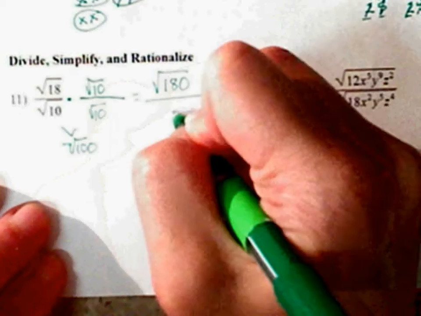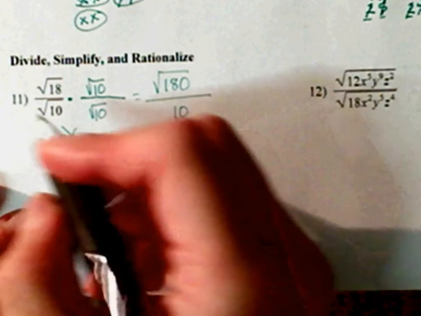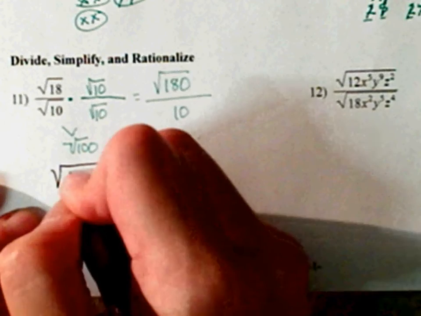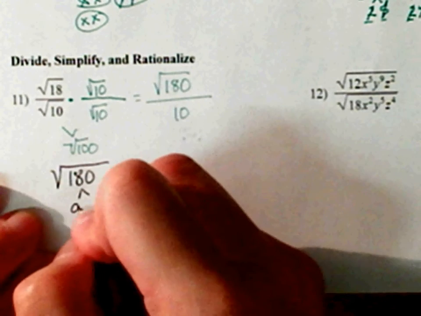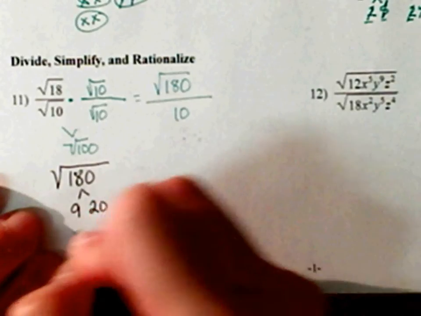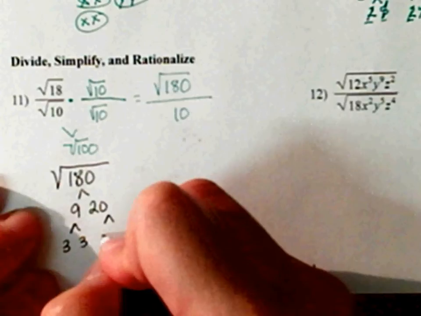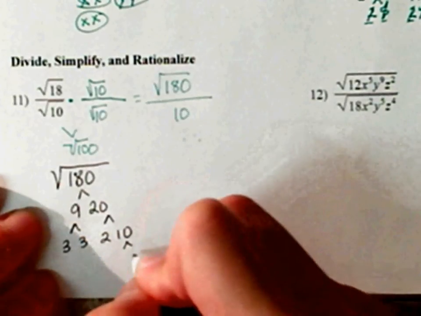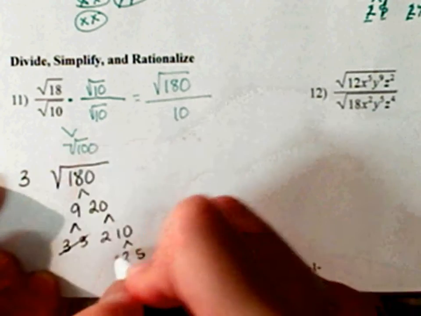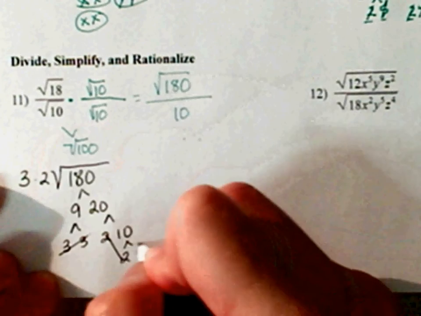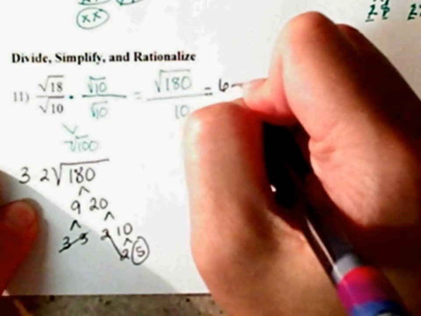Okay? Now you need to go and make it even smaller. So factors of 180. 90, how about 9 and 20? Factors of 9, 3 and 3. Factors of 20, 2 and 10. Factors of 10, 2 and 5. 2 of a kind, 2 of a kind, with 5 left over. Okay? So 2 times 3 is 6, square root of 5 over 10.